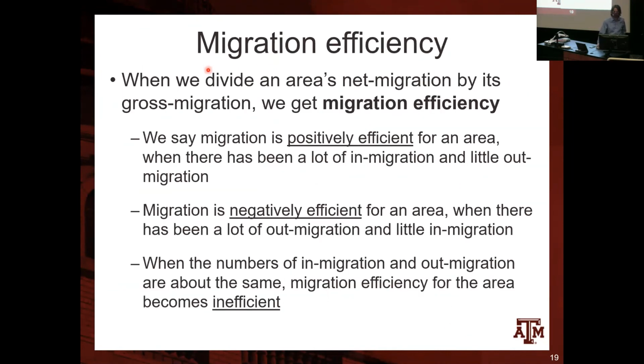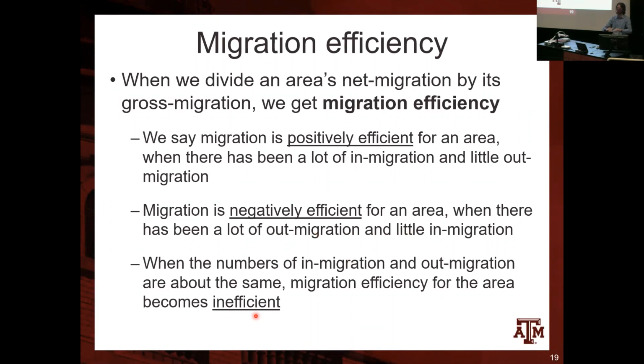Migration efficiency is what we get when we divide net migration by gross migration. And we say that migration is positively efficient for an area when there has been a lot of in-migration and little out-migration. Negatively efficient when there has been a lot of out-migration and little in-migration, and inefficient when the overall number of immigrants and out-migrants are about the same.